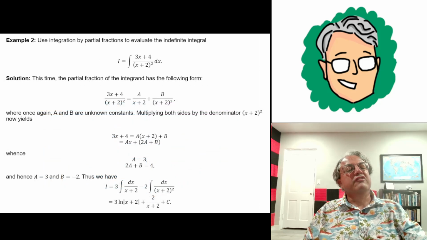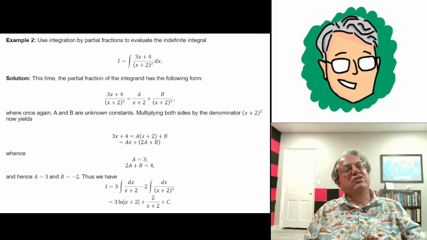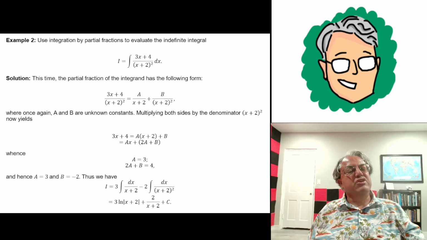So I went a little too far here. So when we do that, in this case the thing in the denominator was x plus 2 quantity squared. So we're going to get capital A over x plus 2 plus capital B over x plus 2 quantity squared. So that's going to be our partial fraction expansion. And we find capital A and capital B the same way as we did in the last example. We multiply everything by the common denominator, which in this case is x plus 2 quantity squared.